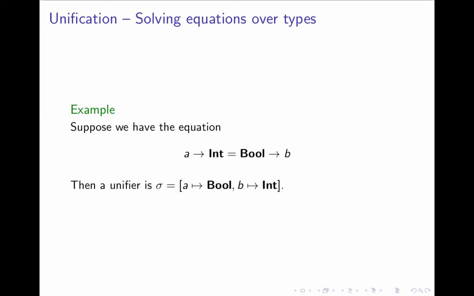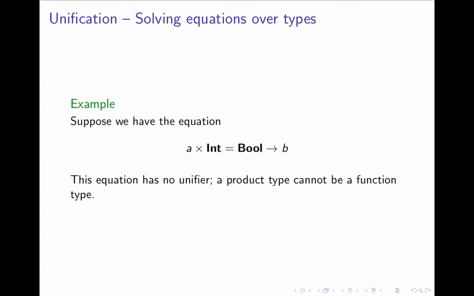First, let's look at a couple of examples. Here's an equation. A to int, where A is a type variable, should be bool to B. Can we find an assignment to A and to B such that this equation holds? Yes. Let A be bool and let B be int. So the unifier is this substitution. Sometimes we cannot find a unifier. For instance, if we have this equation, the product type A times int should be bool to B. It cannot have a unifier because a product type cannot also be a function type. So there is no unifier here.